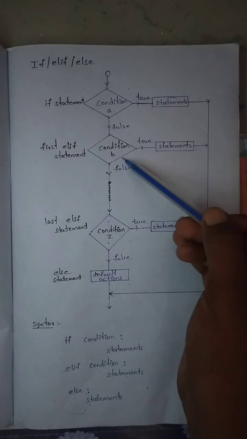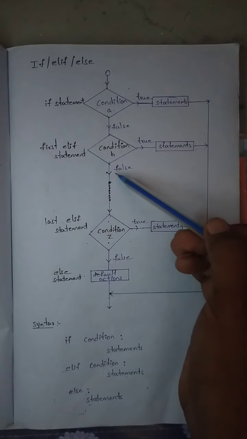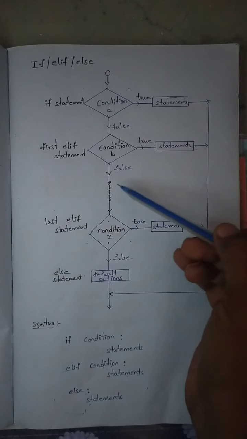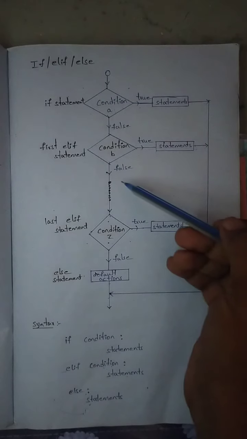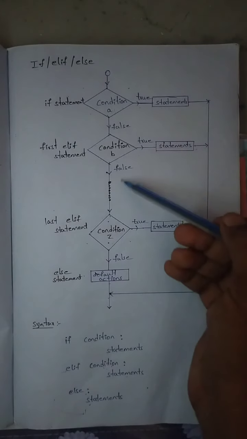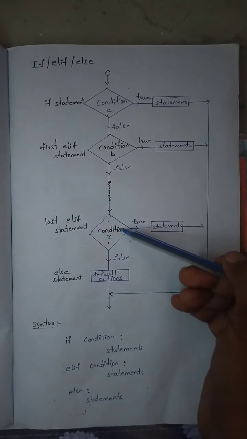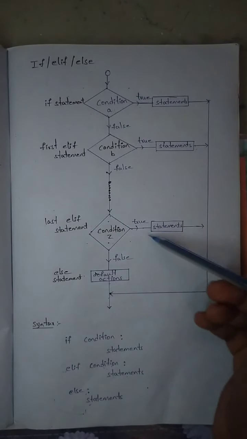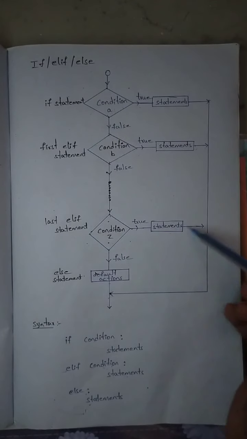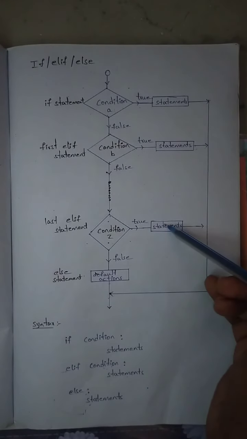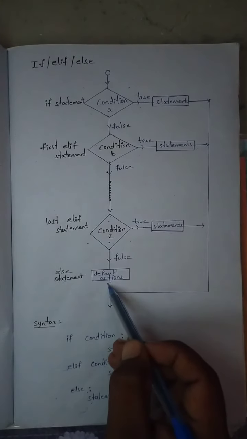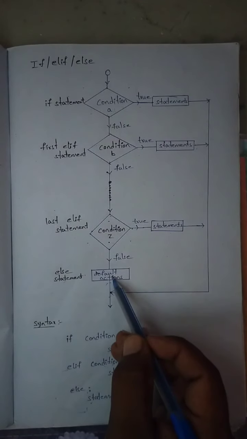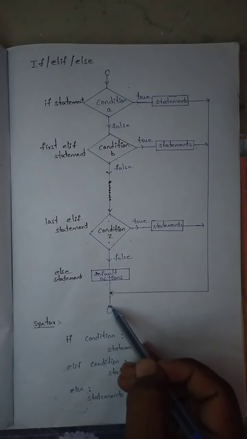If these conditions are also false, then the cursor comes to condition C and checks it. If the condition is true, then execute its statements, and this process continues until the final condition. The last elif statement is condition Z. If this condition is true, then execute the condition Z statements. If this condition also fails, then execute the else block of statements and go to the end.